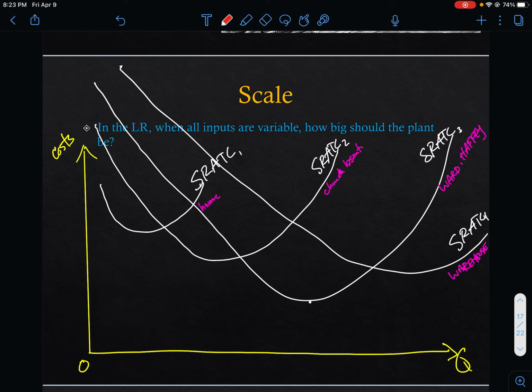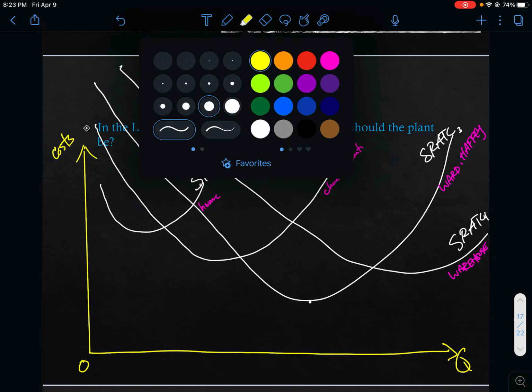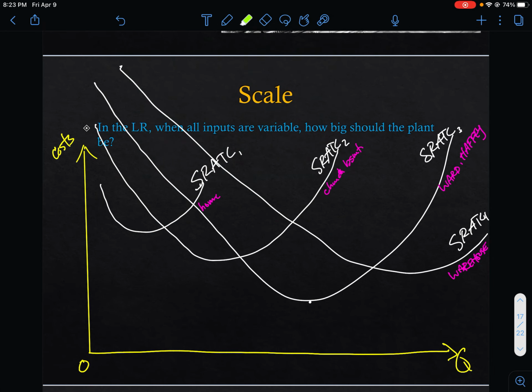So, for example, if I think that my sales are going to be somewhere in this range right here, well, I could produce them with the church basement kitchen, or I could produce it with the Ward Haffey kitchen, or I could produce it with the warehouse kitchen. But the one that gives me the lowest cost, in this case, is the church basement kitchen.